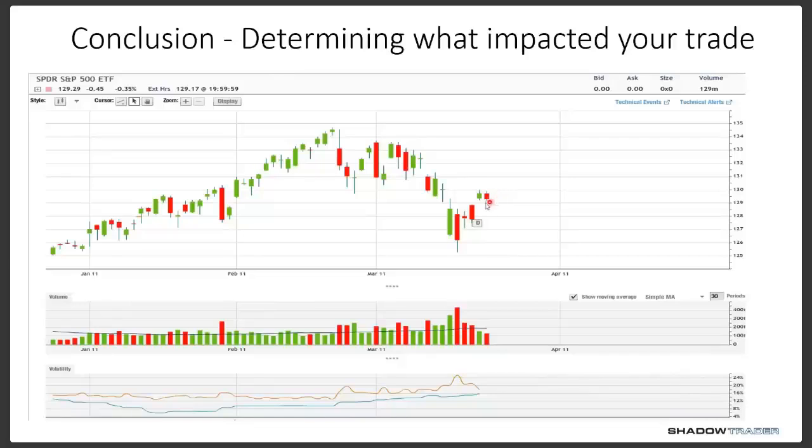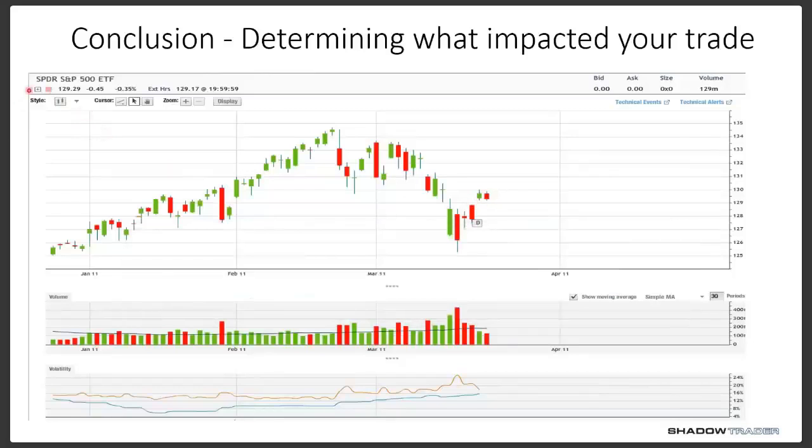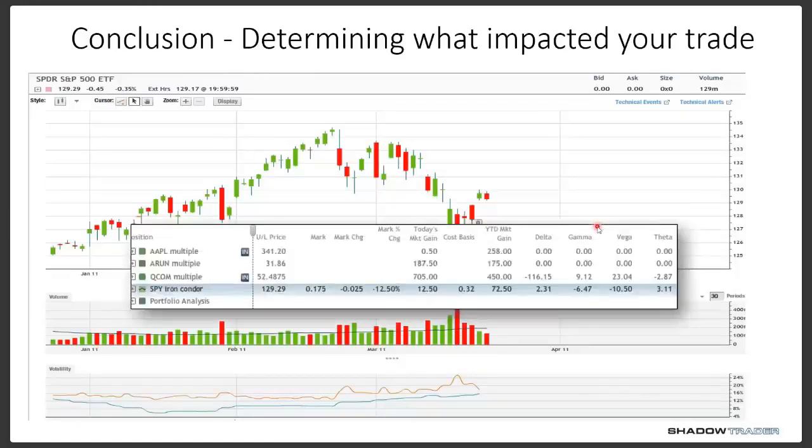So I've got a movement from yesterday to today. The stock went down. The SPY declined by 45 cents, as you can see here. It's at 129.29, down 45 cents for the day. That's down 0.35%. And my portfolio looks like this.